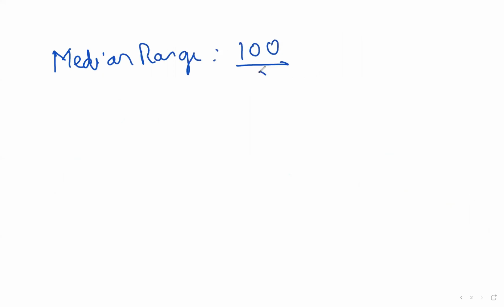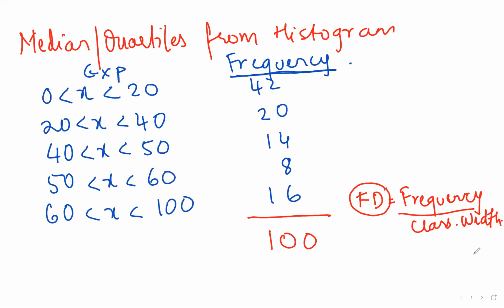Okay. So what will be my median range? My median range is total frequency upon 2. Total frequency upon 2 is what? It's 50. So what will I do? I will be focusing on this part, which is 42. I want 50. So 42 I will take from here, but I need to take plus 8 from this side, right? Because my 100 divided by 2 is 50. So 42 I will get from here, but I need to take help from this part.